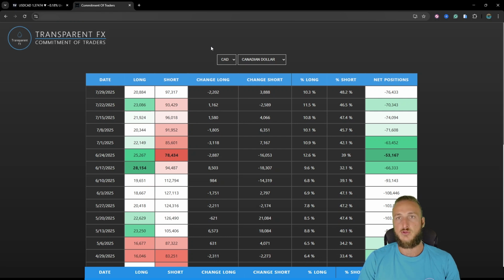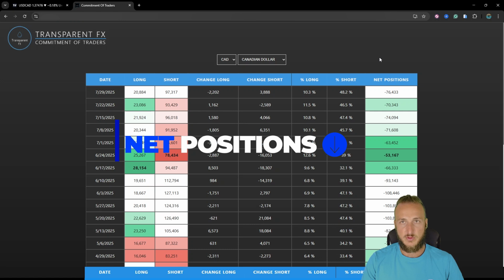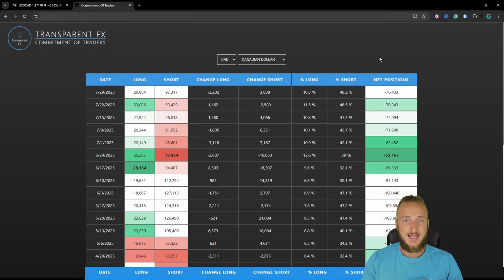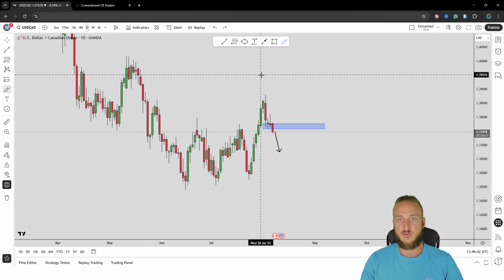because if institutions are shorting the CAD and all currencies are traded against the USD, then they are longing USD CAD by shorting the CAD. And that is exactly what is going on. And it has been going on for quite a few weeks, going from minus 53K net positions down to minus 76K net positions. So net positions are getting decreased on USD CAD on the institutional side of the market. So let's keep all of that in mind and move back to the chart.